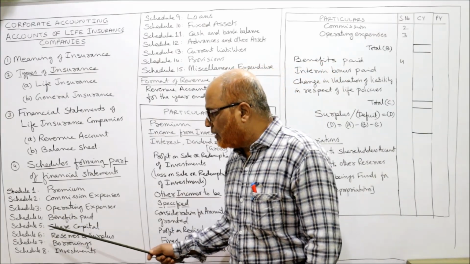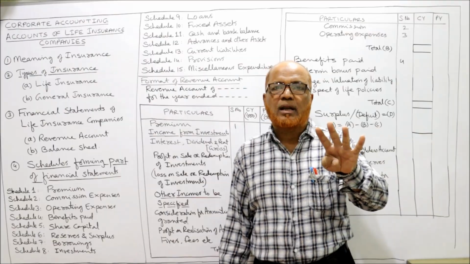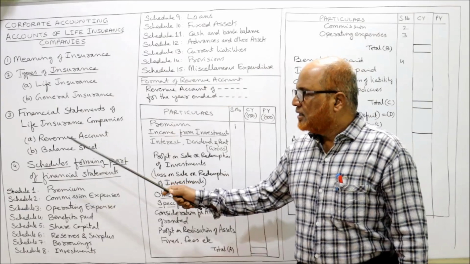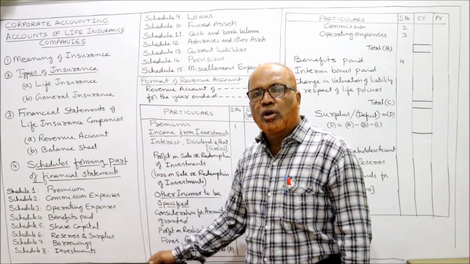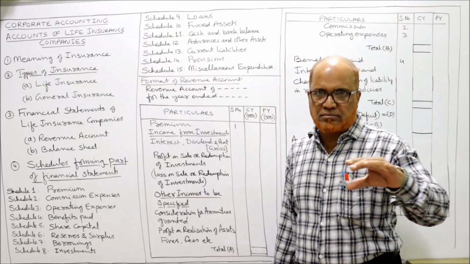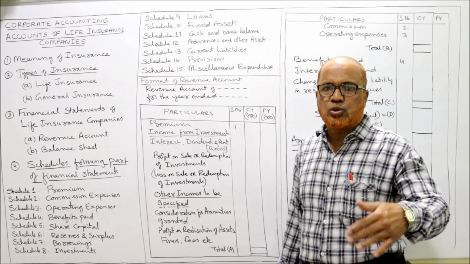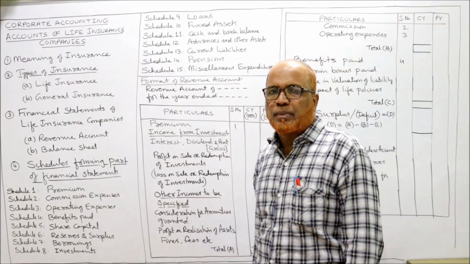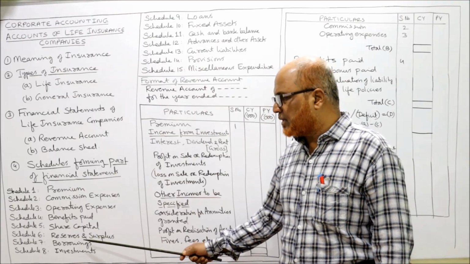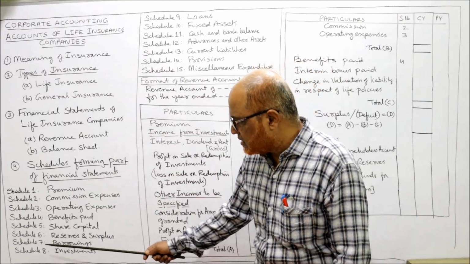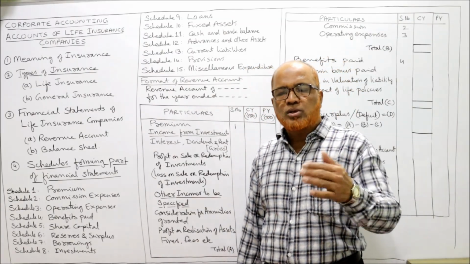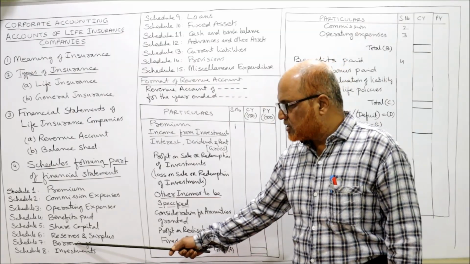Schedule number 4. Schedule number 5. The first 4 schedules are over. These 4 schedules will go to revenue account in the new format. Then remaining schedules will go to balance sheet. Schedule number 5, share capital. So in schedule, we have to write the detail regarding the different types of capital, authorized capital, issued, subscribed, called, paid up. Then reserves and surplus. All the reserves and surplus will be shown in schedule number 6, reserves and surplus. Schedule number 7, borrowings. When the insurance company borrows some amount, then borrowings will be taken under schedule number 7.